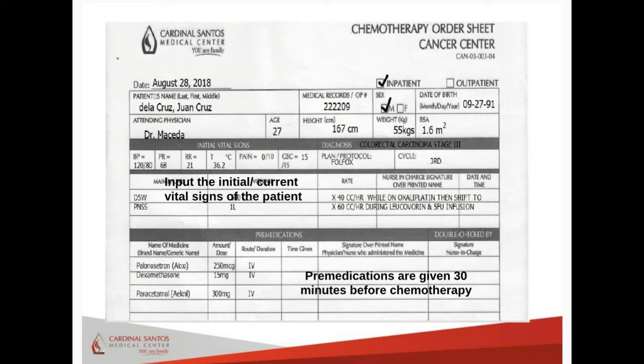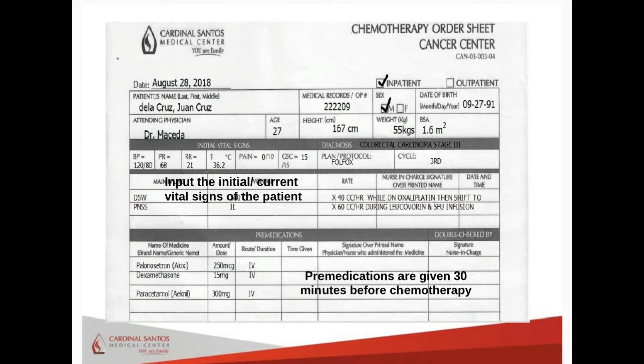The main line or IV solutions that will be infused together with the chemotherapy drug is clearly written below the initial vital signs. For this example, the doctor ordered D5W or D5 water, 500 ml for 40 cc per hour, while on oxaliplatin, then shift to plain NSS 1 liter for 60 cc per hour during leucovorin and 5-FU infusion.